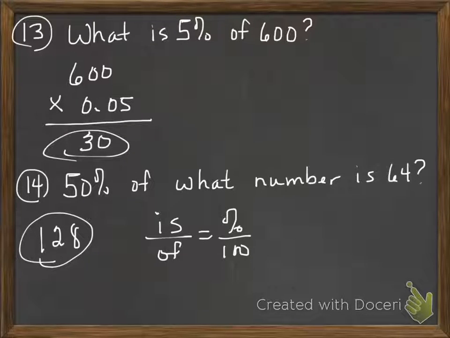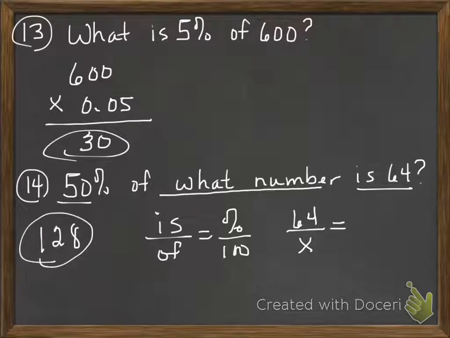Some of you may have worked it out using a little equation, is over of equals percent over 100. And then our is number is our 64. So it says is over of. Our of is what we're looking for. We don't know that, so that would be our variable. Equals our percent, which is 50. You just actually remove the percent sign and put it over 100. You don't have to move the decimal if you're going to use this formula because you have the out of 100 and you just put the 50 there.